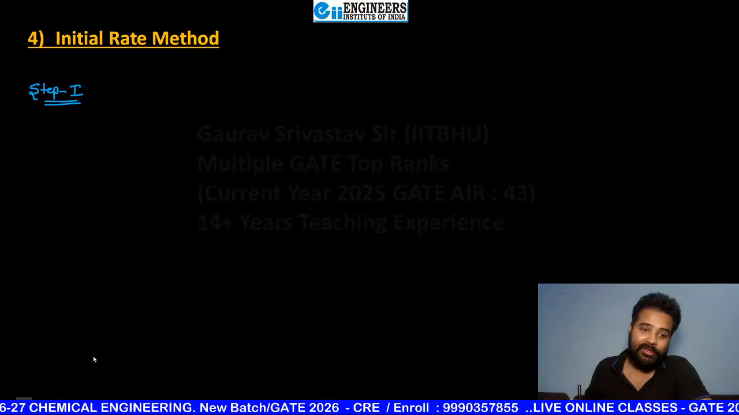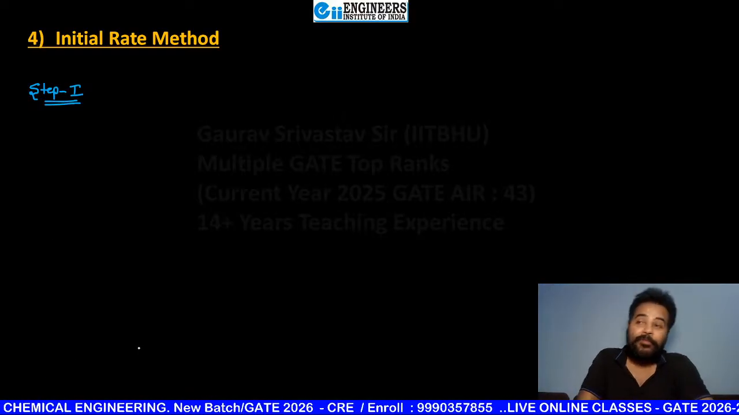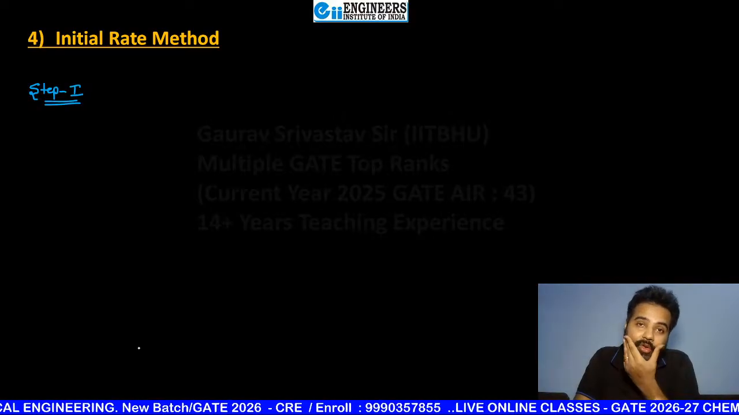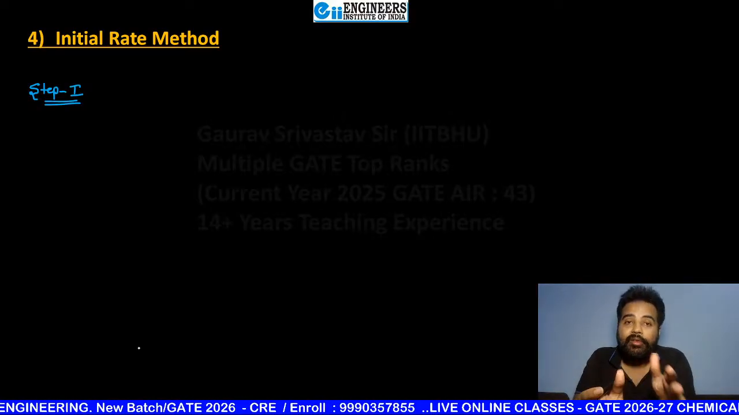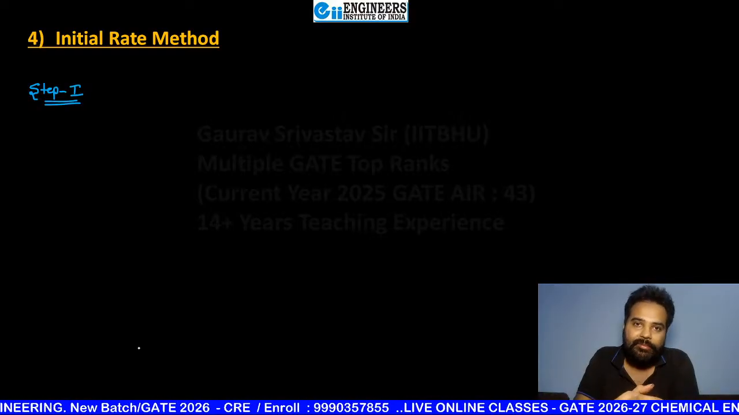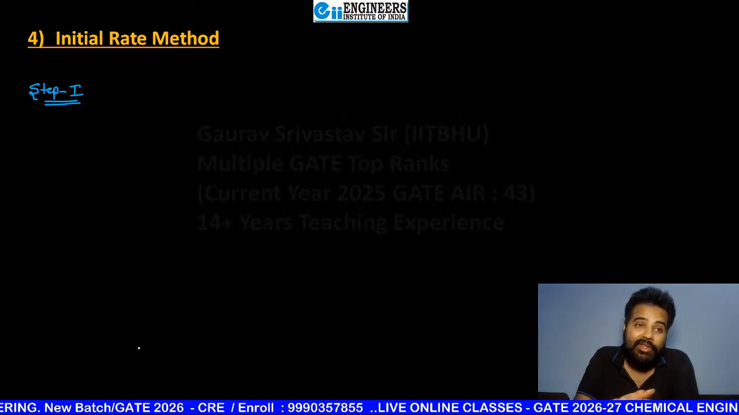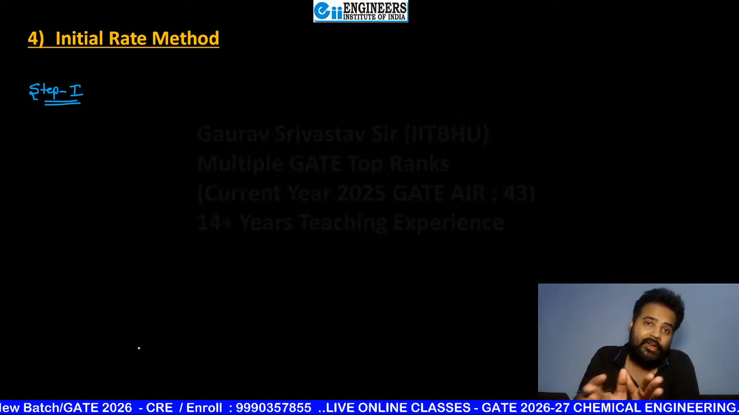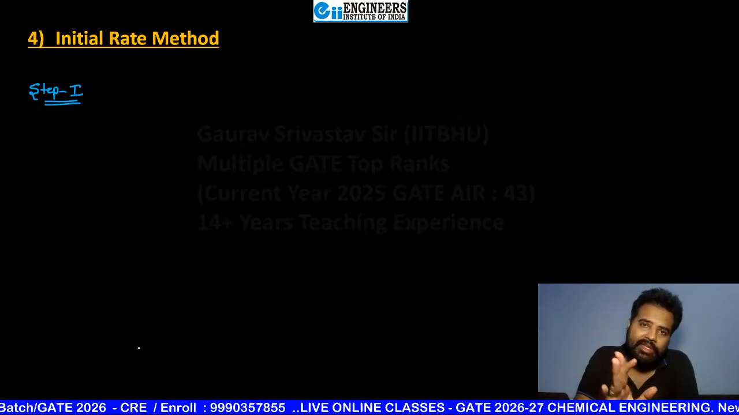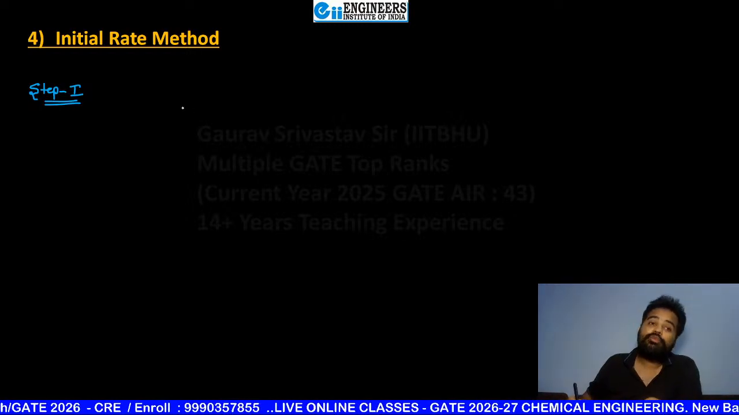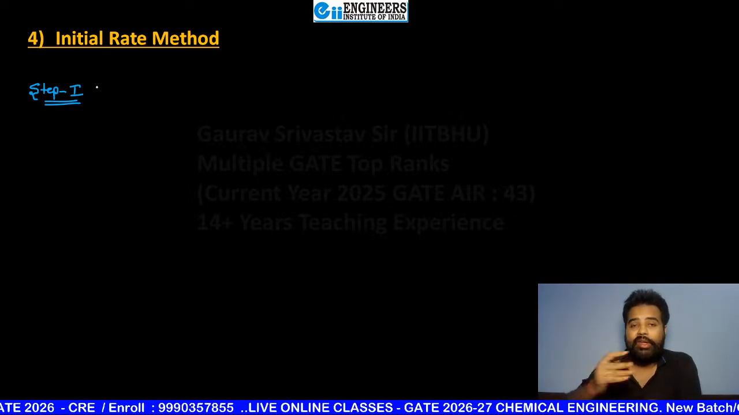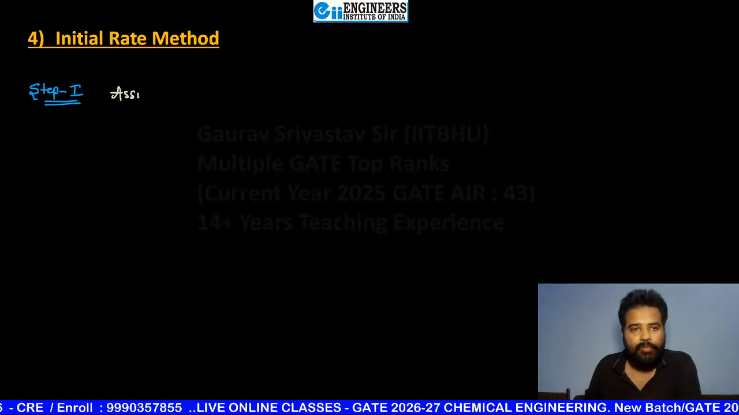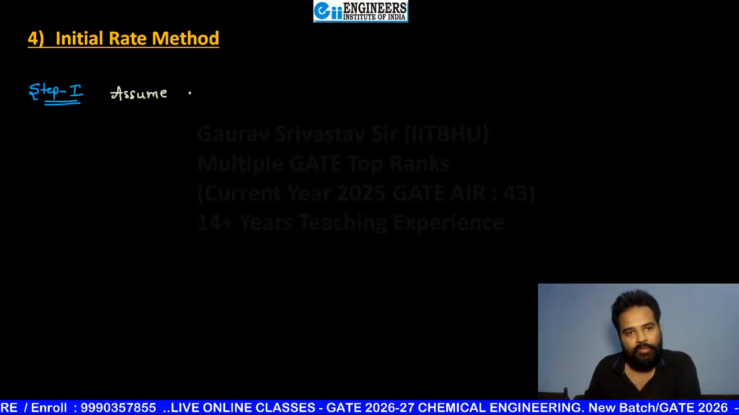So, the initial rate method. Now the beauty of this method is, in all previous methods you saw that you mostly use them individually if it is a single reactant system. But the initial rate method can be used for a single reactant system as well as when more than one reactant is available. Suppose two reactants, A and B, are available. So step one, again you have to assume a rate expression.